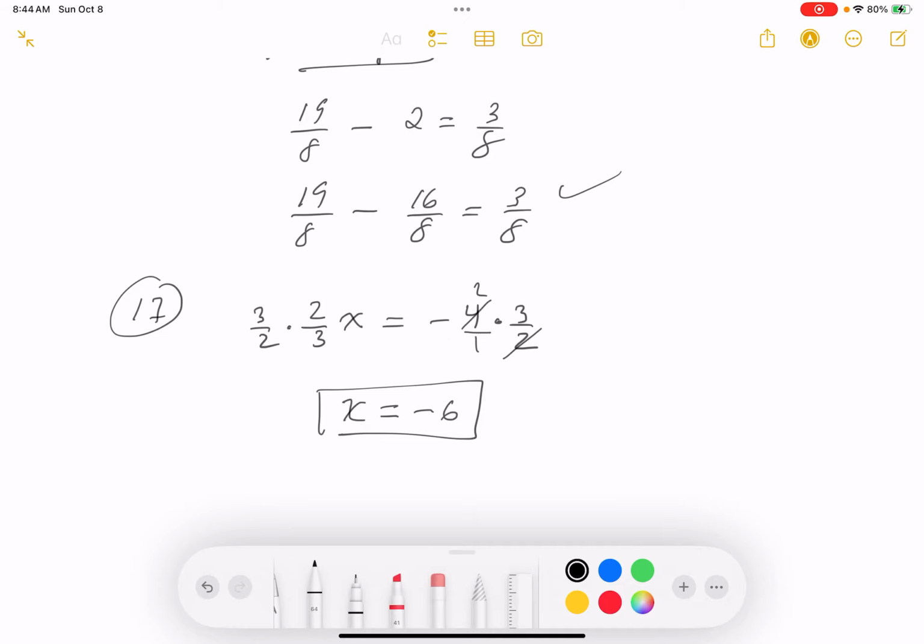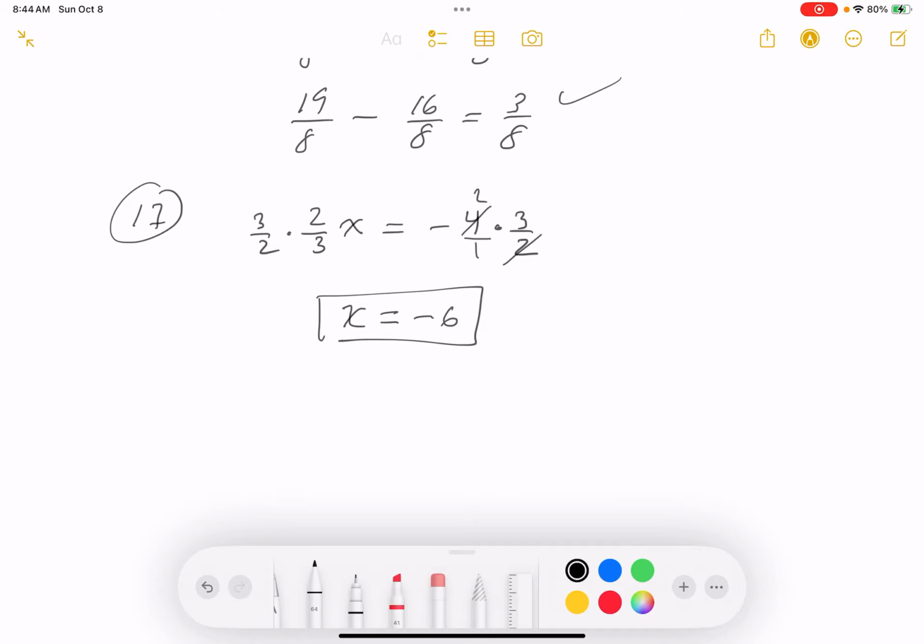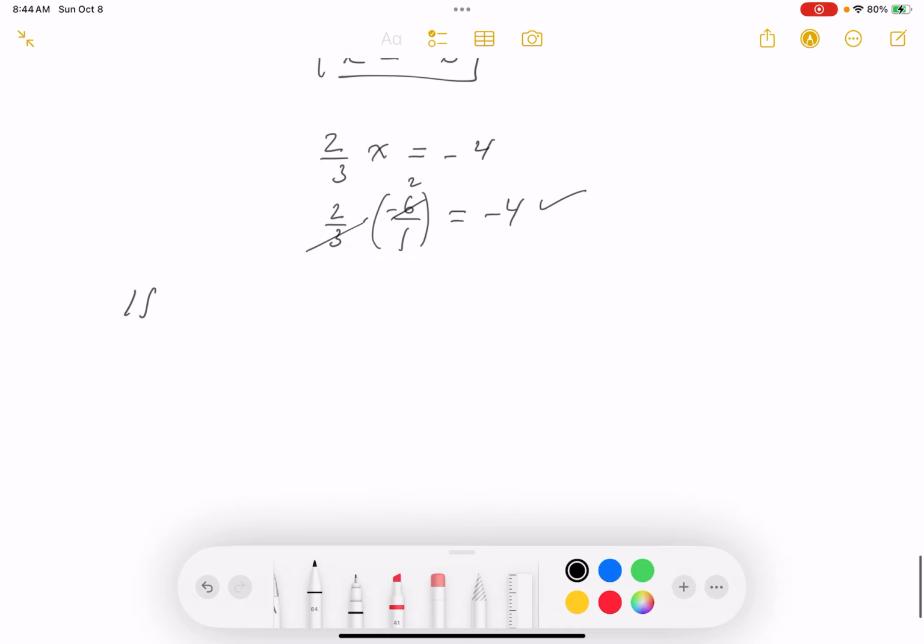Let's go back to the original equation now, and let's see if it makes any sense. The original equation, I'll just write it down again for you, is 2/3 of an x is equal to minus 4. You plug it in, 2/3. Well, x is minus 6. I'll write it as minus 6 over 1 equals minus 4. Well, 3 goes into 3 once. It goes into minus 6 minus 2 times. And 2 times minus 2 is, in fact, minus 4. All right, let's go to 18.